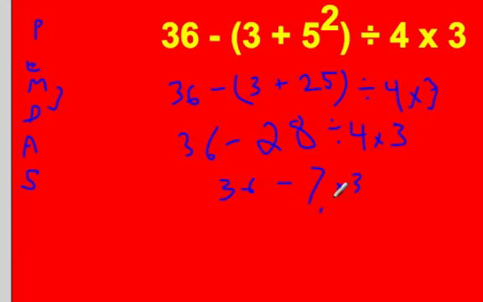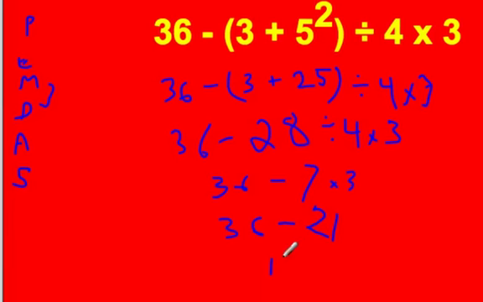A minus sign and then a multiplication sign. I'm going to do the multiplication sign first. And I'm left with 36 minus 21, and the answer there would be 15.